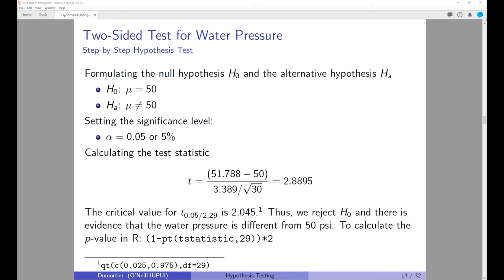Then we have to calculate the test statistic, where we have 51.788, the sample mean x bar, minus the hypothesized value, 50, divided by the sample standard deviation divided by the square root of the sample size. And we get a test statistic of 2.8895. Now, in order to interpret this test statistic, we have to know what the critical value is for our t-distribution, where we have 29 degrees of freedom. Note that this critical value is 2.045.